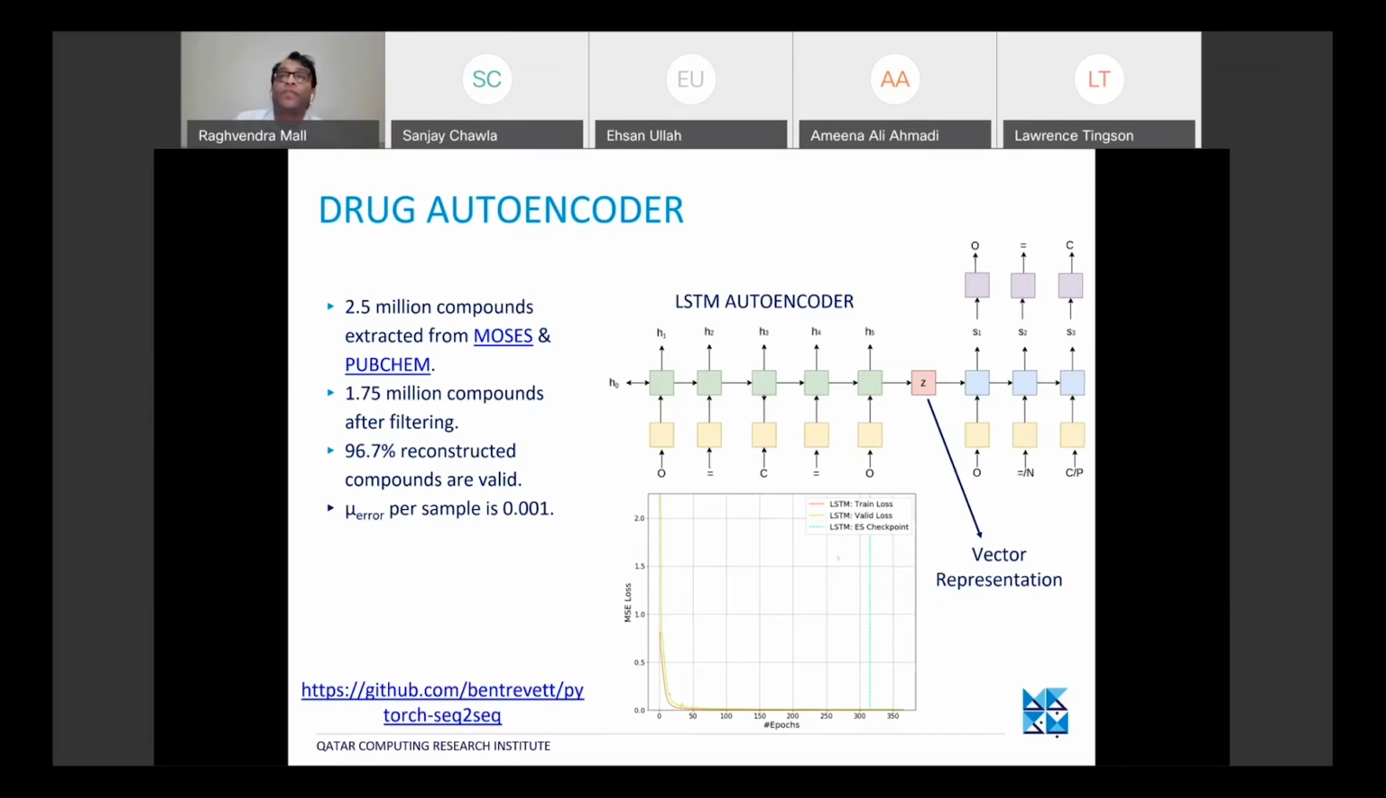To get the vector representation of the drug as well as the protein sequence, what we initially do is use an LSTM-based autoencoder. In the explanation I gave about sentiment analysis, I showed you that given the sequence, you are trying to predict an output, right? In the case of an autoencoder, you are given a sequence and your output is the same sequence.